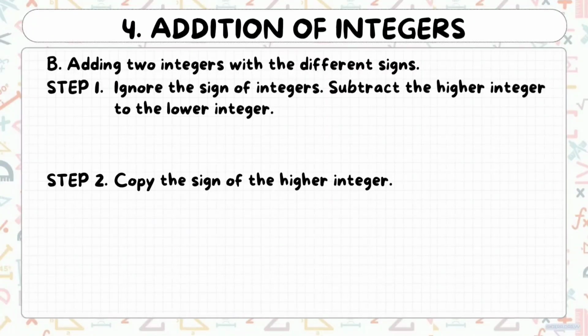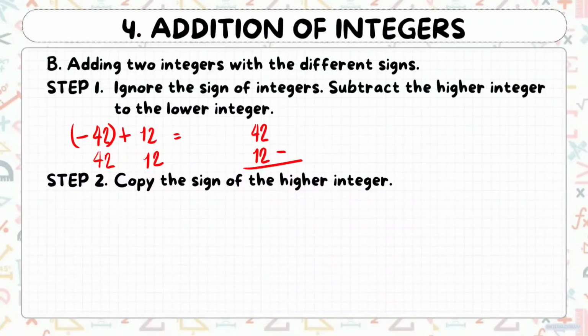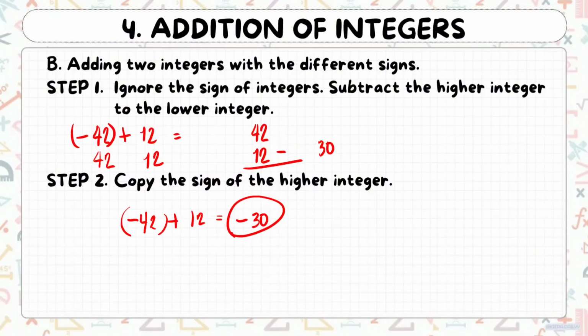Let's have an example. For example, we have -42 plus 12. Let's ignore the sign. We have 42 here. We also have 12. Looking at the higher number, that is 42. So that will become 42 minus 12. And the answer will be, okay, if your answer is 30, that is correct. Since we are going to copy the sign of the higher integer, which is negative because 42 is higher than 12, our answer is -30.